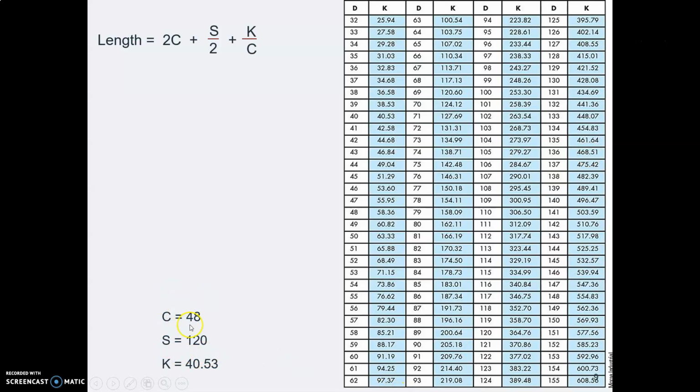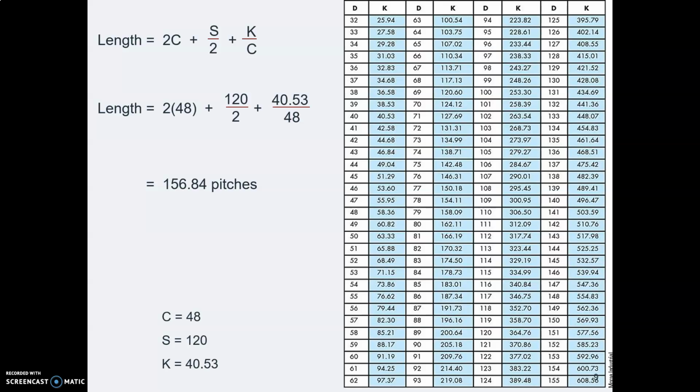So now we found the C, center distance, was 48 pitches. We found the S number was 120, and we found the K number was 40.53. So plugging those numbers into this formula, 2 times C plus S over 2 plus K over C. And if you punch all those numbers into your calculator, you will come out with an answer of 156.84 pitches. That's how long a chain you need.